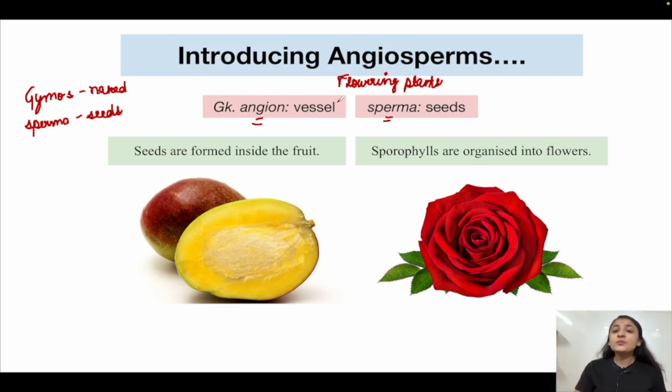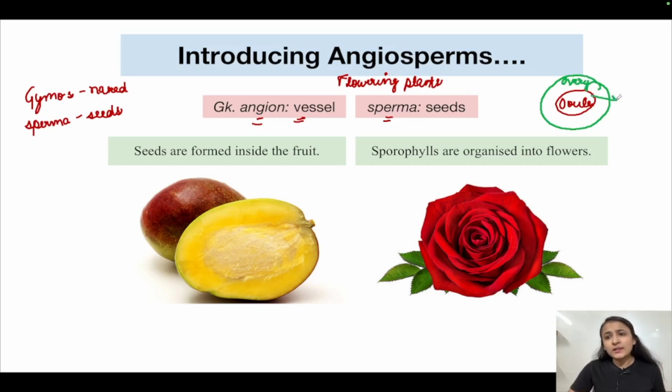So angiosperms are those group of plants in which the seeds are surrounded by a fruit wall. That is, the seeds are contained in a vessel kind of structure. This vessel here refers to the ovary that surrounds the ovule. If this is the ovule, it is surrounded by the ovary. This here is the ovary.